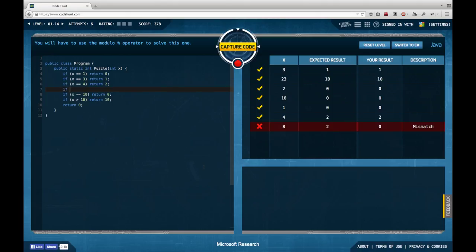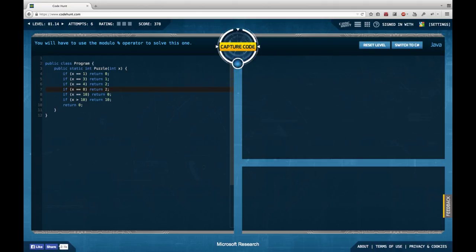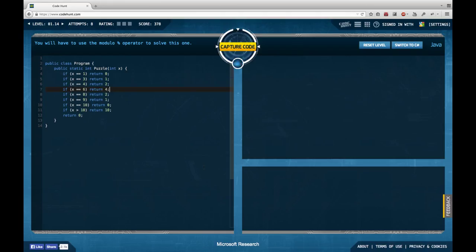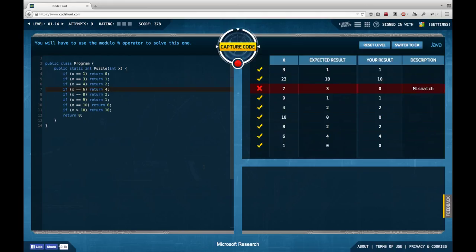Next one. If x equals 8, then we return 2. Let's go through this. If x equals 9, then we return 1. If x equals 6, we return a 4. For 7, we return a 3.